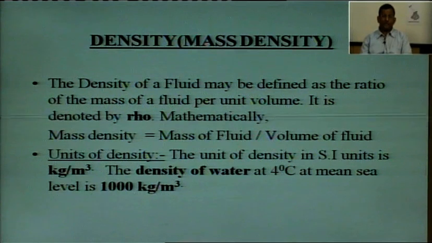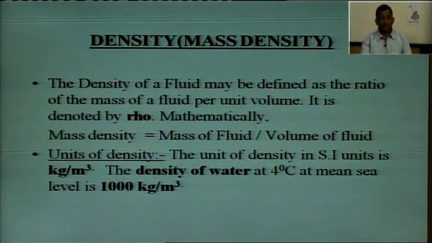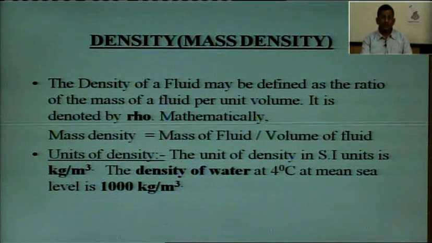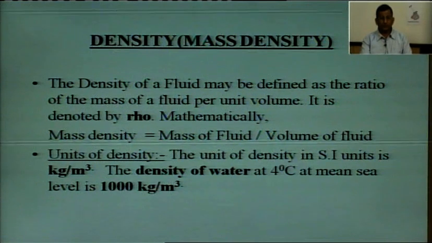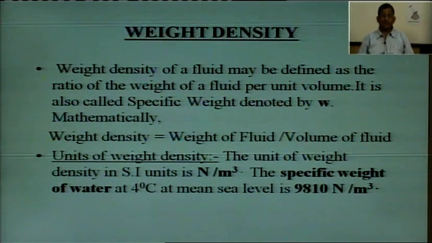The density of water at 4 degree centigrade at standard conditions at the mean sea level is 1000 kg per meter cube. So, the density of a fluid is the ratio of the mass of the fluid per unit volume, the units are kg per meter cube, and for standard water at 4 degree centigrade at the mean sea level it is 1000 kg per meter cube.